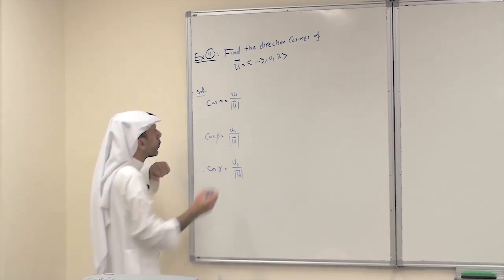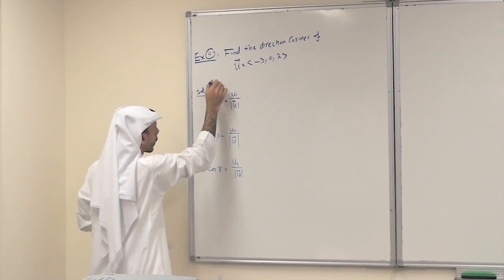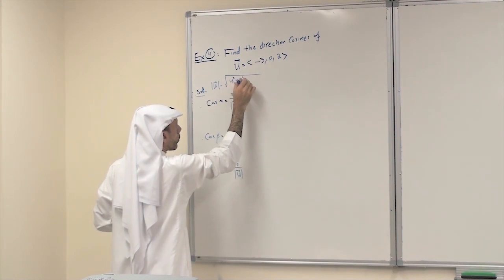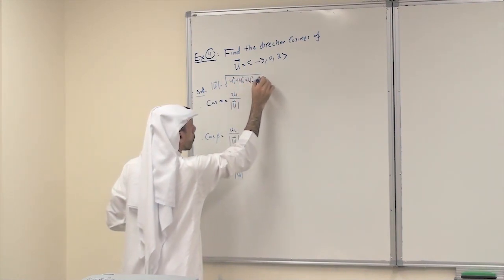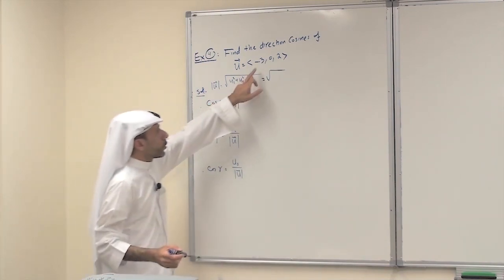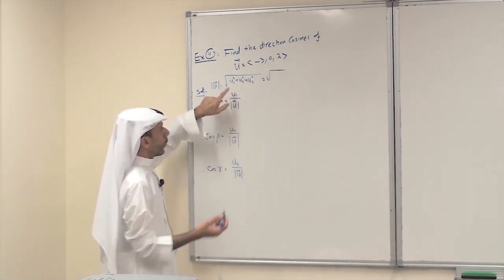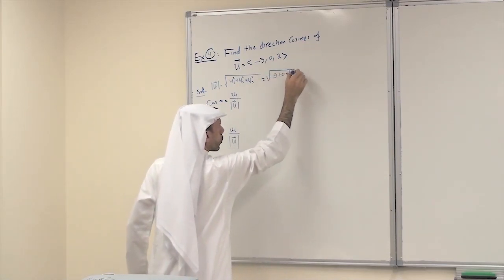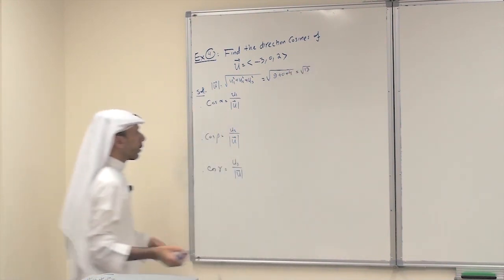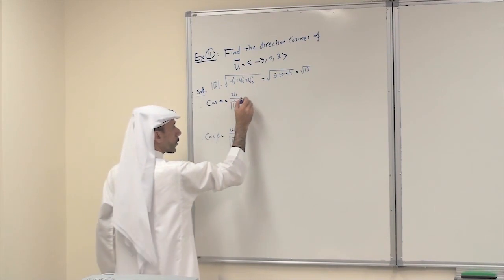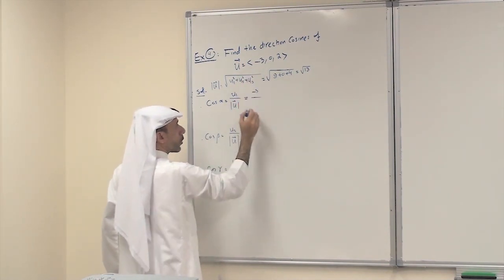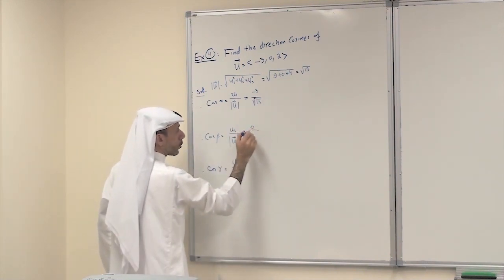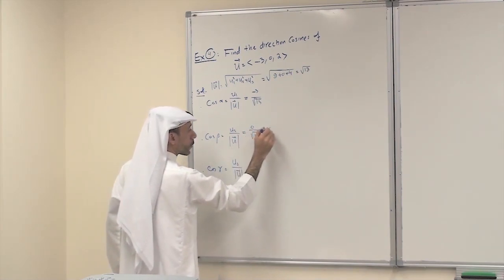What is the magnitude of u? The magnitude of u equals root u1 squared plus u2 squared plus u3 squared. So this is u1, this is u2, this is u3. When you square them, you get 9 plus 0 plus 4, which is root 13. So now just substitute. u1 is minus 3 over the magnitude, which is root 13. u2 is 0 over the magnitude, root 13, and this is just 0.